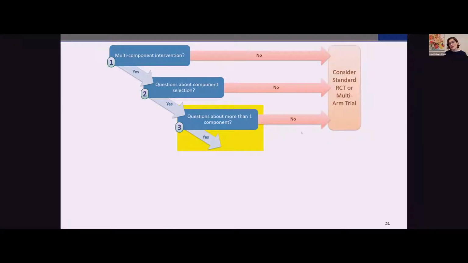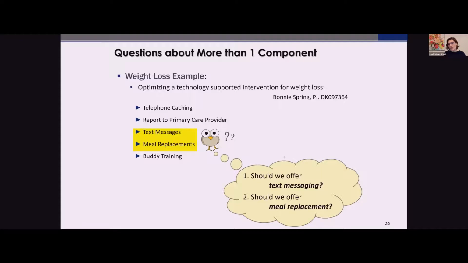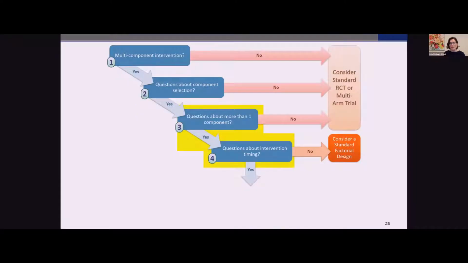Okay, but sometimes I have scientific questions about more than a single component, like here. Here I have scientific questions about 2 components. Should I include text messages and should I include meal replacement? And this is where the answer to question number 3 would be yes, which would lead us to question number 4. I think that questions number 1 to 3 are pretty simple, and question number 4 is a bit tricky, because here we need to ask ourselves, do we have scientific questions about the timing of intervention components?